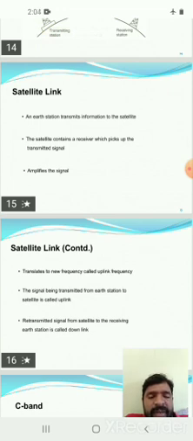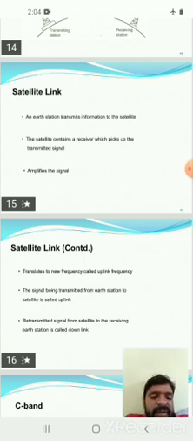So from the earth station to the satellite, this frequency is called the uplink frequency. The signal being transferred from the earth station to the satellite is called uplink. So the signal transfer from earth to satellite is called the uplink frequency.